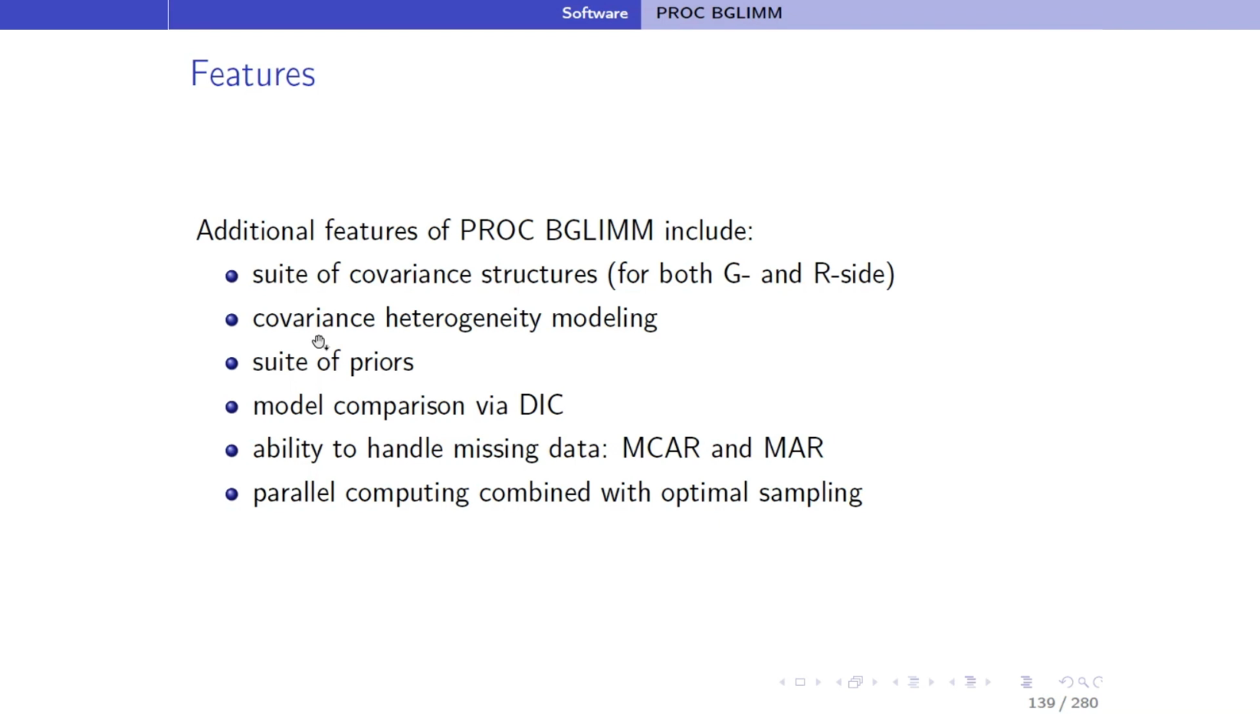It also computes DIC. It can handle missing data, missing completely at random or missing at random. The sampling algorithms themselves are parallelized to utilize multiple cores to speed up computation.